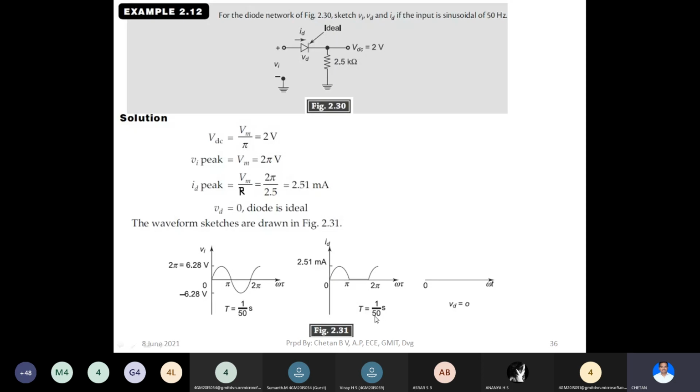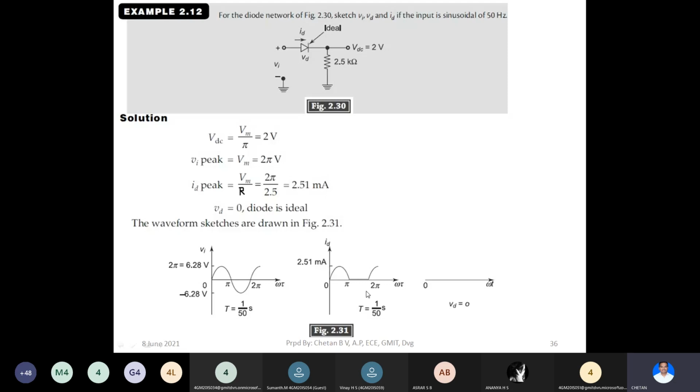50 is 50 hertz, which is given in the problem, so 1 by 50 seconds. So the time between 0 to 2 pi is 1 by 50 seconds. And the peak is the Im value that you have calculated here. Im is equal to Vm by R, 2 pi by 2.5, which is 2.51 milliampere. So the peak is 2.5 milliampere.